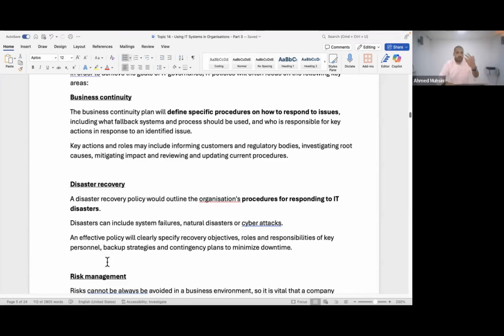Similarly, a company knows problems can come their way. So for each identified problem, they will have a solution for it to ensure that the business is always running. It's continuing, it's flowing. Okay, right. Read it now to yourselves. The business continuity plan will define specific procedures on how to respond to whatever issues they imagine will take place. I told you all, risk management: you identify potential threats, including what fallback systems and processes should be used.